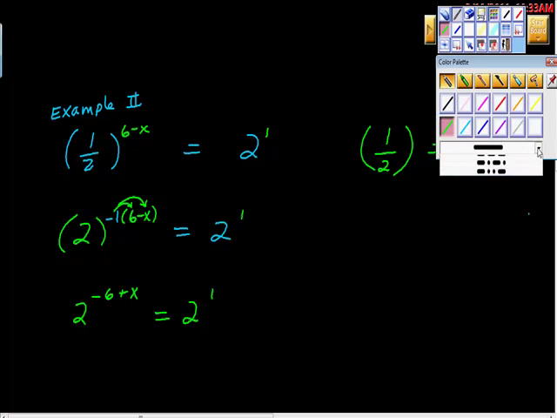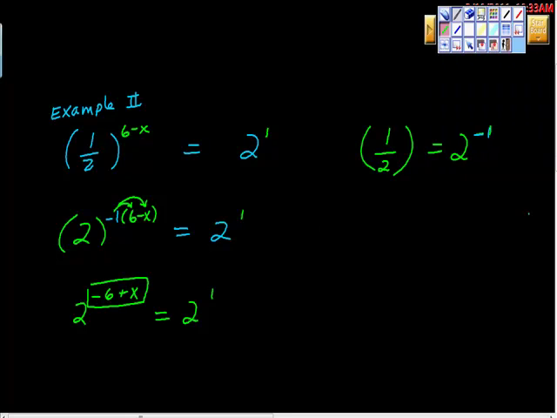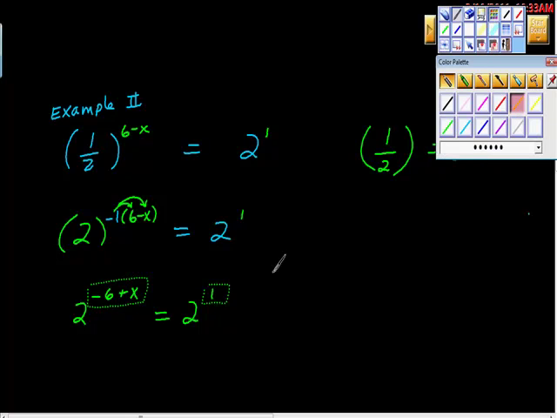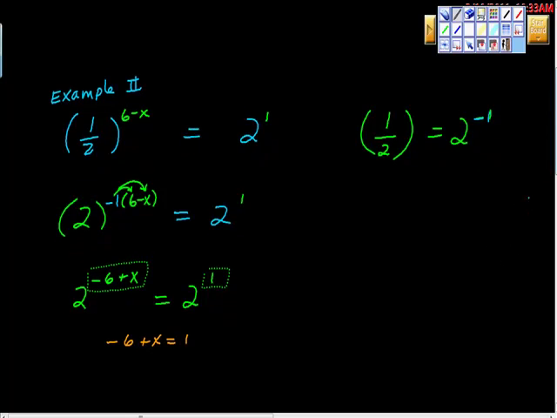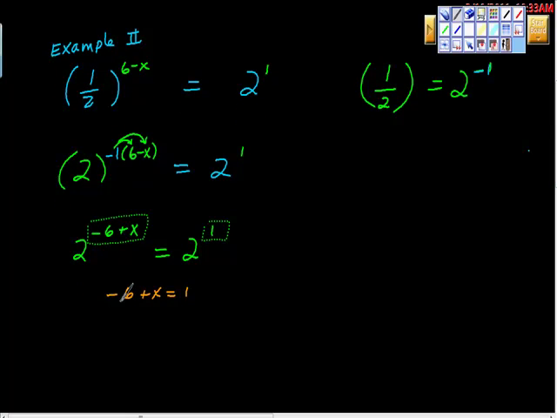Right? Now we have same bases. And hopefully you can see this. Check the bases are the same. And we're going to set this exponent equal to this exponent and then solve. And let's see if that doesn't work. So we get negative 6 plus x is equal to 1. Right? And we'll solve. We'll add positive 6 to both sides, and we have x is equal to 7. So x is equal to 7, right?